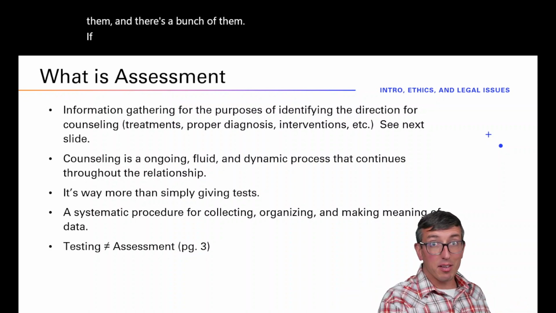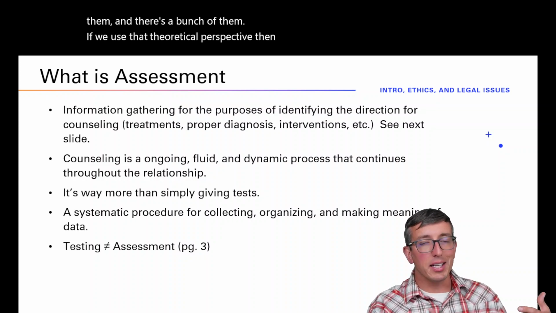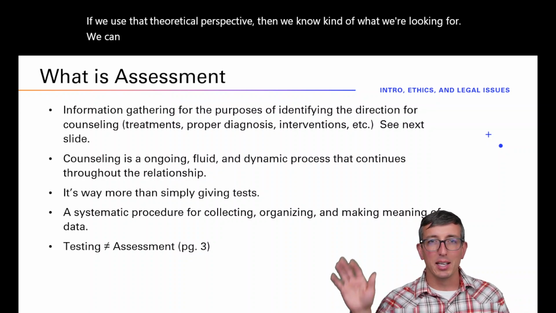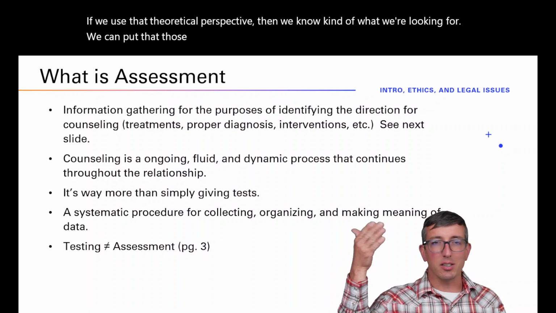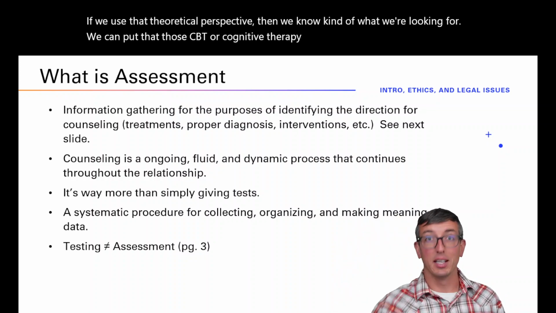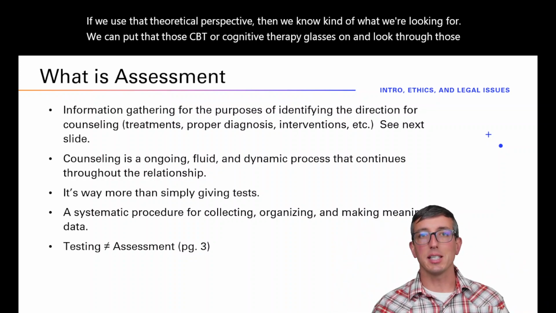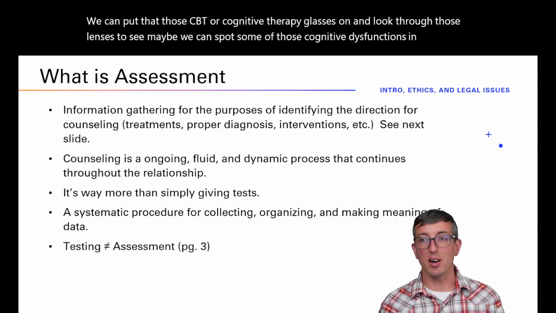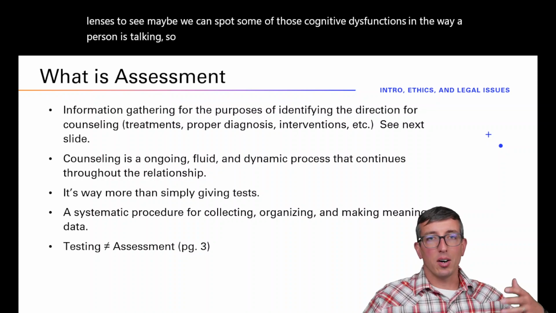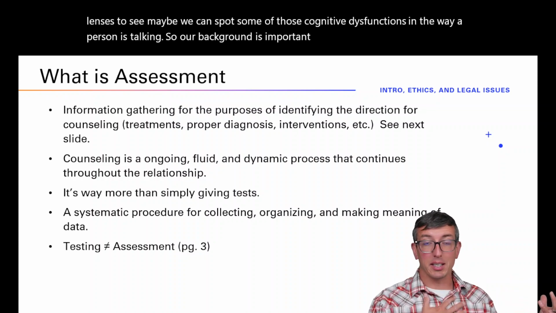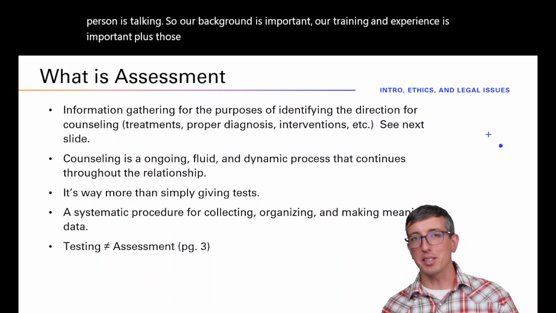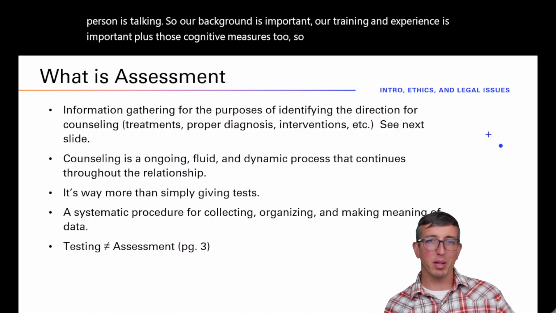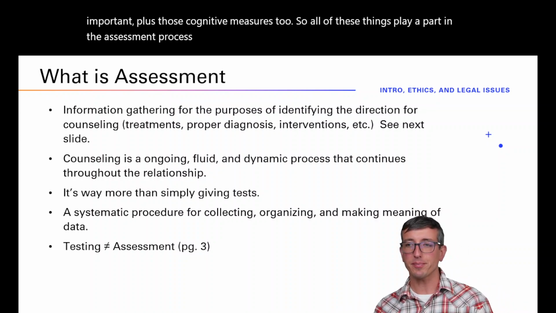If we use that theoretical perspective, then we know kind of what we're looking for. We can put those CBT or cognitive therapy glasses on and look through those lenses to see if we can spot some of those cognitive dysfunctions in the way a person is talking. So our background is important, our training and experience is important, plus those cognitive measures too. All of these things play a part in the assessment process.